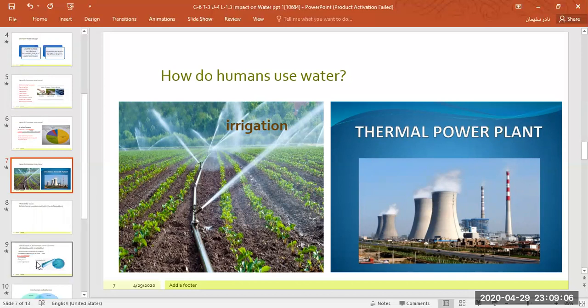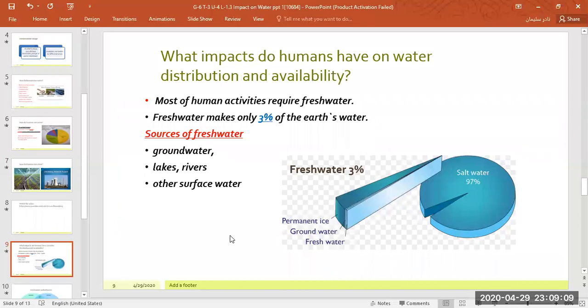Now, what if we speak about water on the earth? As all of you know, we require fresh water. For cooking, for bathing, for drinking, we use fresh water, not salty water. But do you know that only 3% of the total water on the earth is fresh water? And the other percentage is salt water. So 97% of the total water on the earth, on the hydrosphere, is salt water.